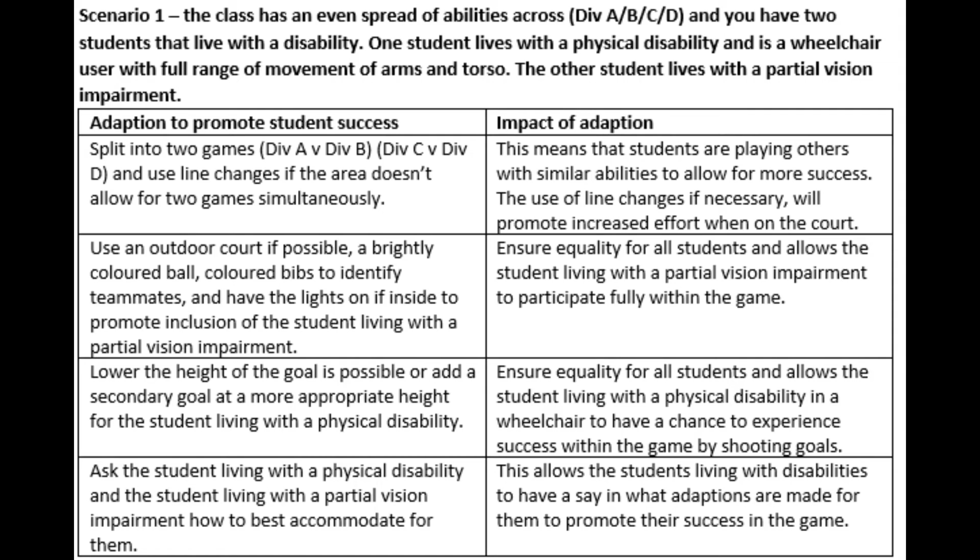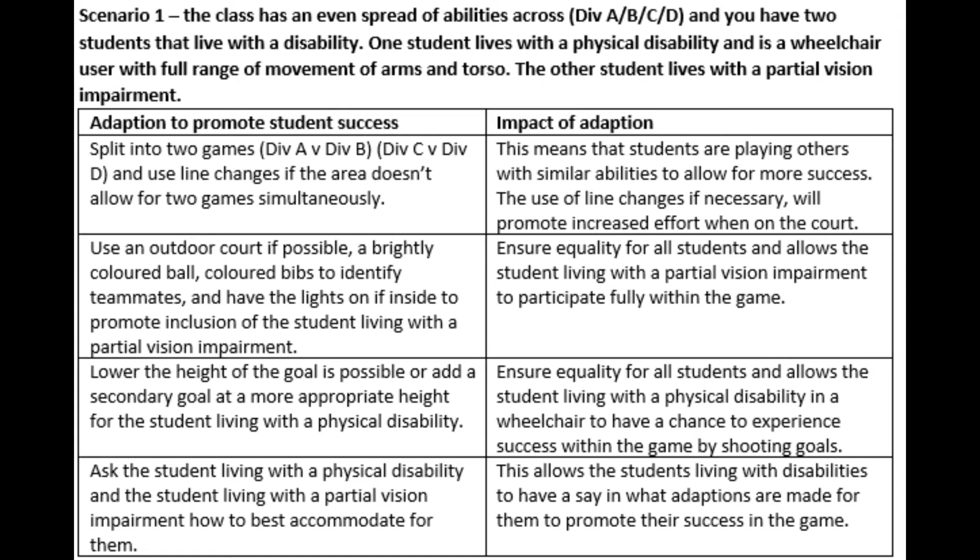In Scenario 1, the first adaptation is to split students into two games with Div A vs B and C vs D. Line changes can be used to implement this if the space doesn't allow for two games simultaneously. The impact of this is that they will be playing others with similar abilities, and the use of line changes promotes increased effort when on the court.